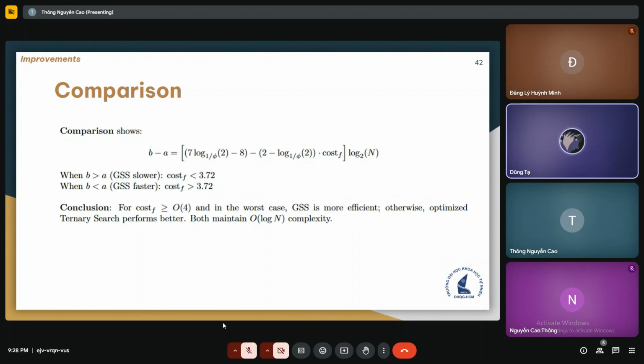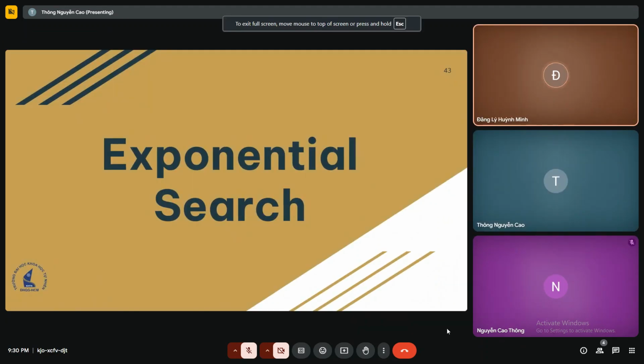However, it's important to note that both approaches still have logarithmic complexity, and for most real-world problems, either one will perform sufficiently well. And now I'm gonna present about the exponential search.